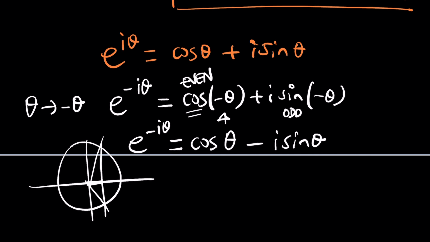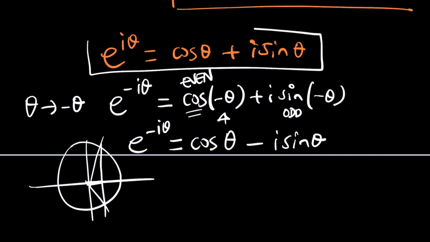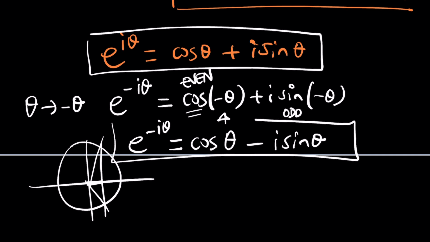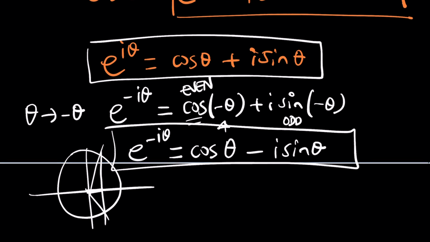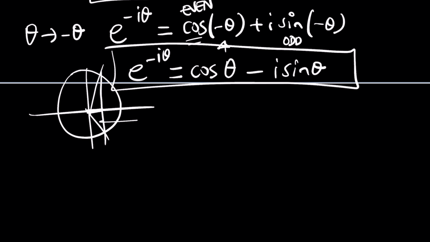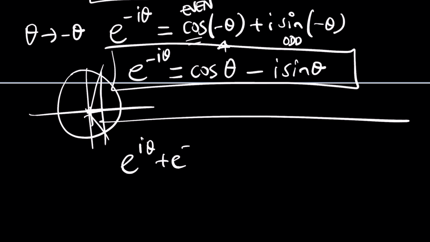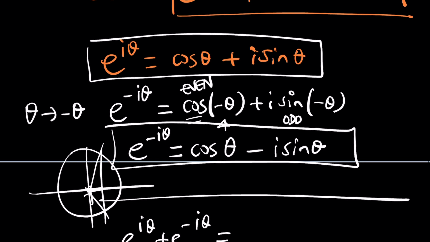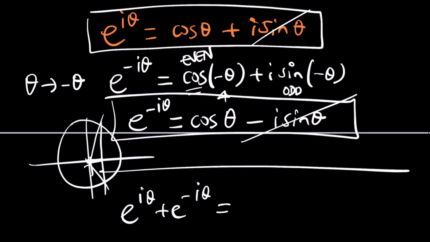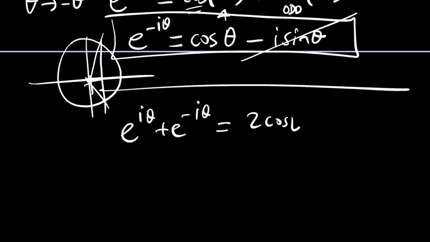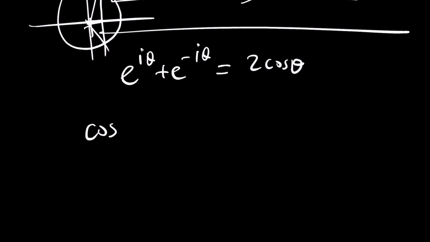Okay, now we have this and we have that. If you put it together, what happens? You are able to get cosine theta. So let's go ahead and add these equations. Imagine you're adding them: e to the i theta plus e to the negative i theta. The sine terms are going to cancel out, or i sine theta. You're going to get the cosine theta twice. Divide both sides by 2. Ta-da-da-da.